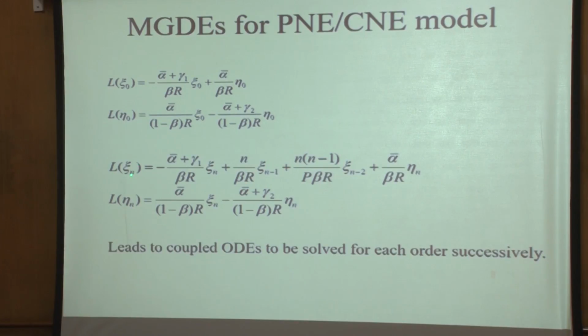Notice that L of Cn is simply dCn/dt, and L of eta n is d eta n/dt. So if I want to compute Cn, the differential equation will depend on Cn, it will have Cn minus 1, Cn minus 2, and it will have eta n also. So again, that means I have to first solve for n equals 0, then I can solve for n equals 1, because n minus 1 means I will need the two lower order moments to keep doing this.